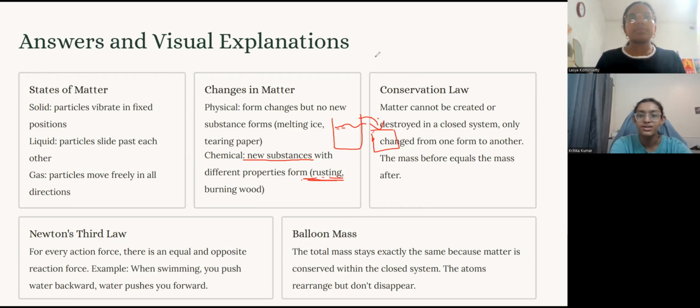And then when you're burning wood, a lot of carbon dioxide is released from the fire. And there are also many other examples.